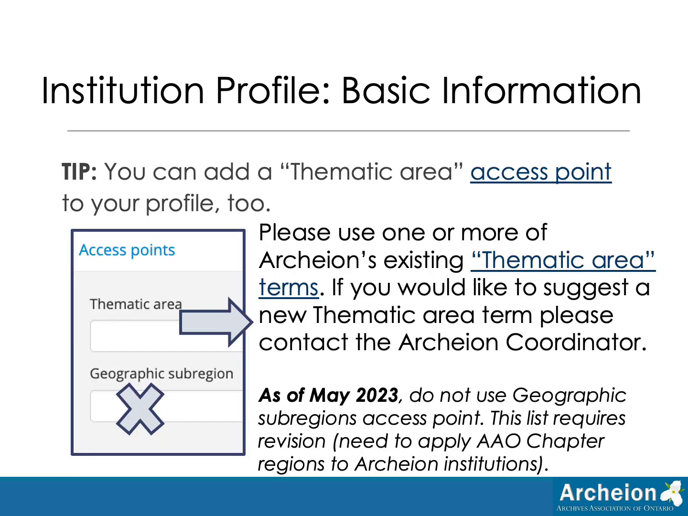Finally, another Archeion-specific field that can help users find the specific archives that they're looking for is the thematic area field in the access points area of the edit form. This is at the bottom of the institution profile edit form. Please use the thematic area field and choose one or more from the existing terms that populate when you click into the field. This is another taxonomy list in Archeion, and I've linked to the taxonomy in the slides. If you would like to suggest a new thematic area term, please contact the Archeion coordinator email.